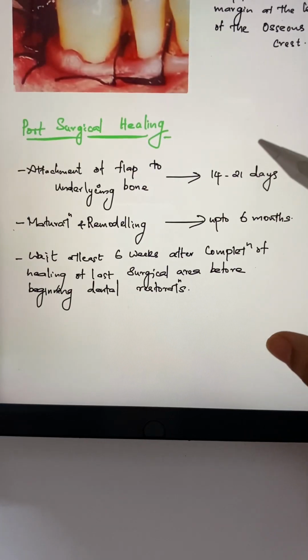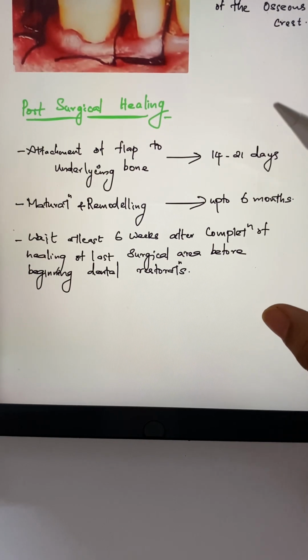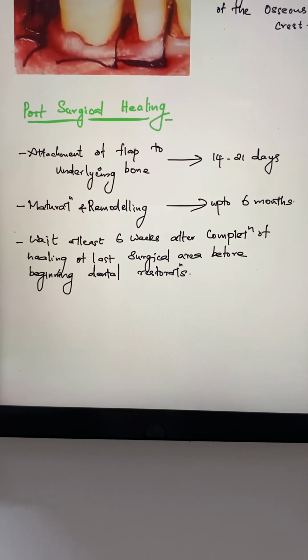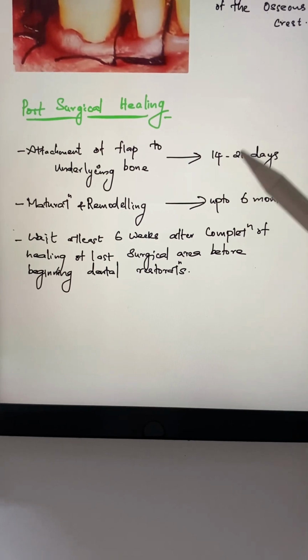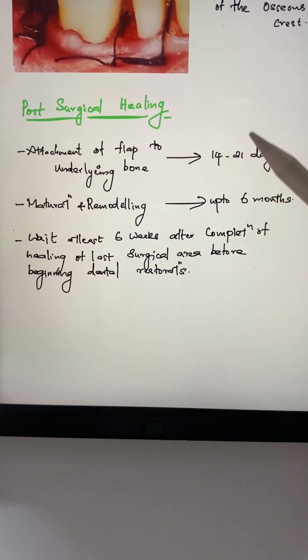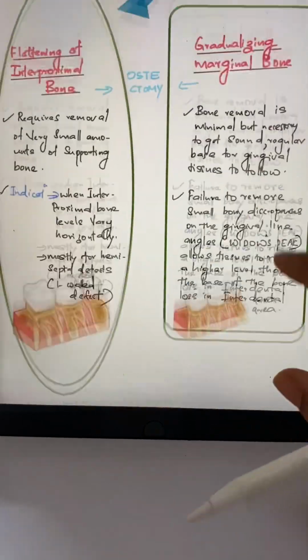And how the healing happens is that after 14 or 21 days only the attachment of the flap occurs to the underlying bone, and it may take up to 6 months to get the complete maturation and remodeling, and we need to wait at least 6 weeks after completion of healing of the last surgical area before beginning the dental restoration. So this is all about resective osseous surgery.